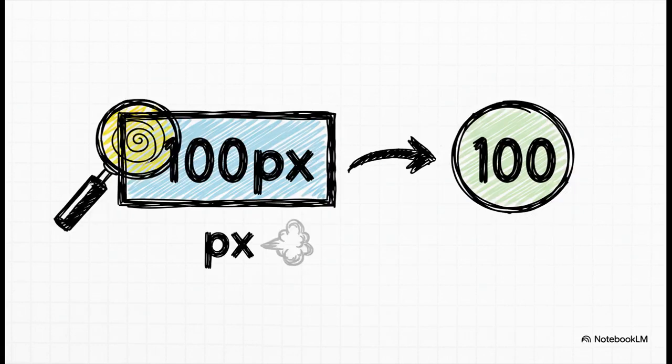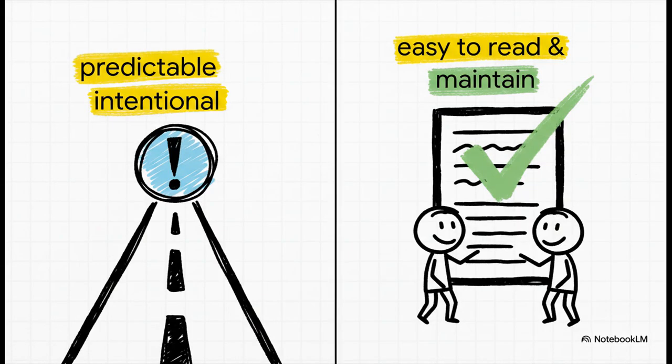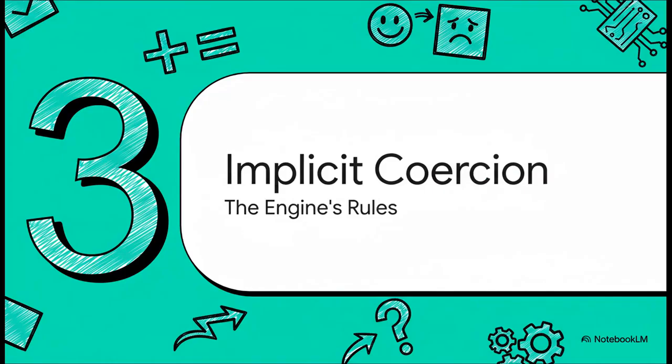parseInt is a really cool one. It's smart enough to look at a string that has both numbers and letters, like "100px", and it'll just grab the number part from the start and toss the rest. Super useful. And this is the big takeaway here, right? When you do this explicitly, your code's intention is crystal clear. There's no guesswork, it's predictable, it's deliberate, and that makes it so much easier for anyone, including your future self, to read and maintain.